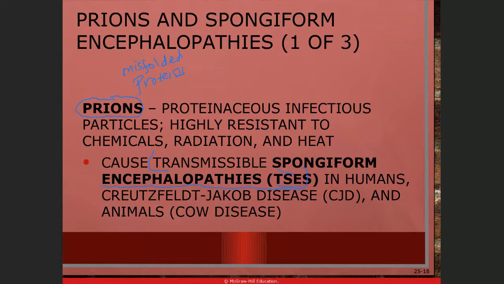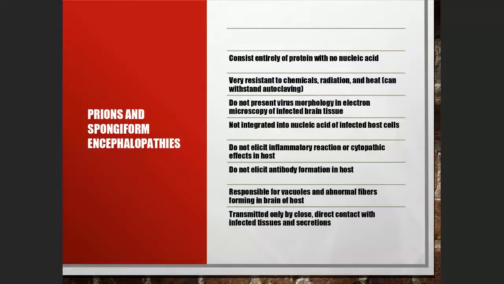Example in human is called the CJD, okay, which is the Creutzfeldt-Jakob disease. So this is the most common type of TSE in human. It's causing brain damage. In animals, it can cause what we call mad cow disease. So we can put mad cow disease over here. That's prions.